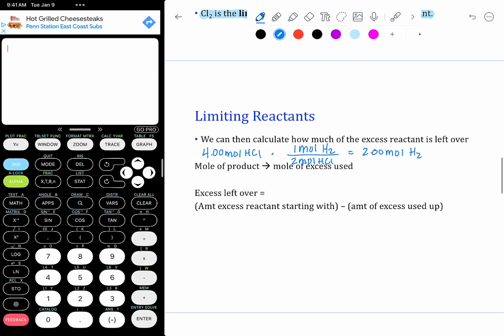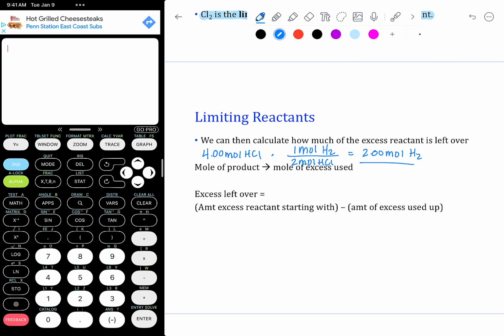I can now determine, based off of the number of moles of hydrogen gas that were used up in that reaction, how much hydrogen gas is left over. So I started with 3 moles of hydrogen gas. I used up 2 moles of hydrogen gas, meaning I have 1 mole of hydrogen gas left over.